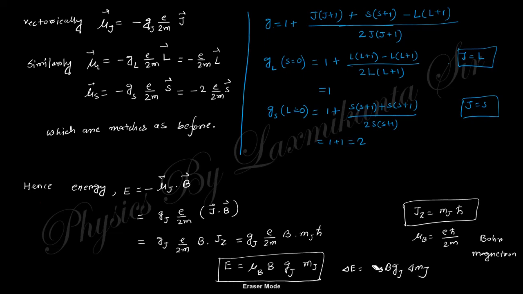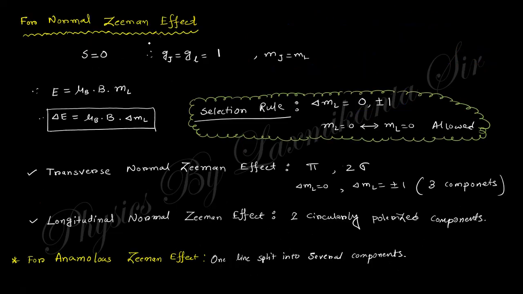Okay, this is the transition. When the transition appears, as emission, the condition will be like that in the energy spectrum. So due to this magnetic field, there is a splitting of energy levels happening, and this depends on delta Mj. In the case of the normal Zeeman effect, you know S equals 0. S equals 0 means Gj equals Gl equals 1, so Mj becomes Ml. Now this is written as delta E equals mu B B delta Ml.